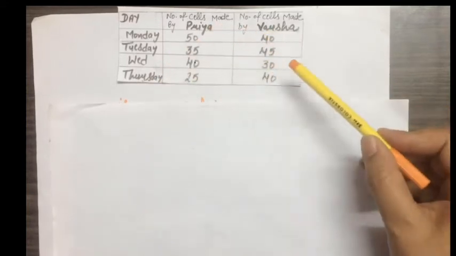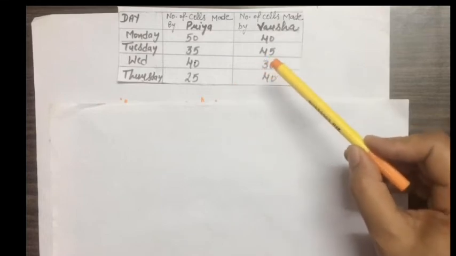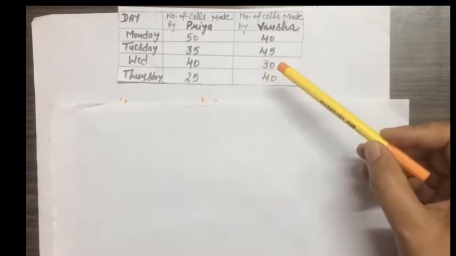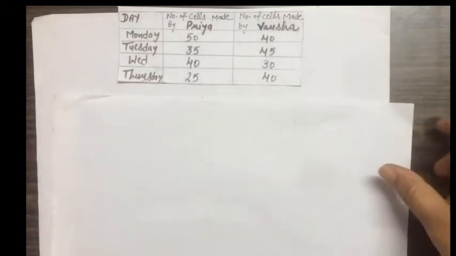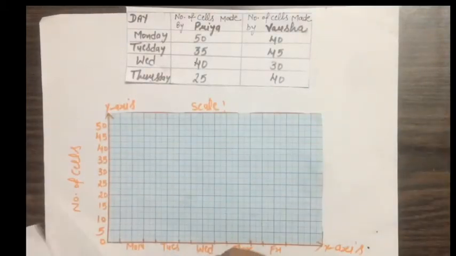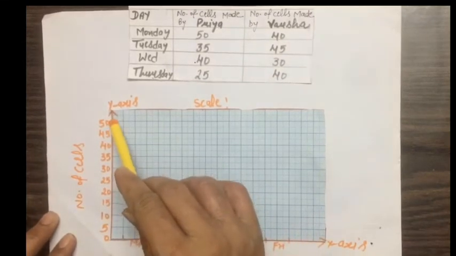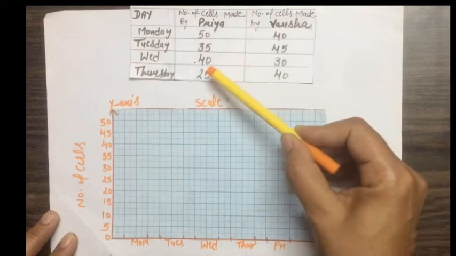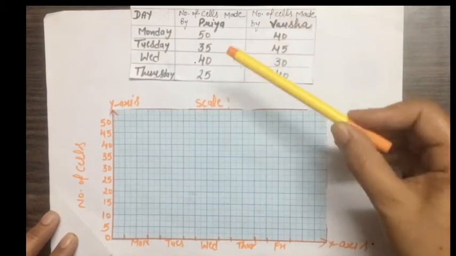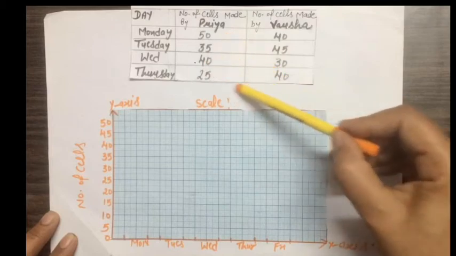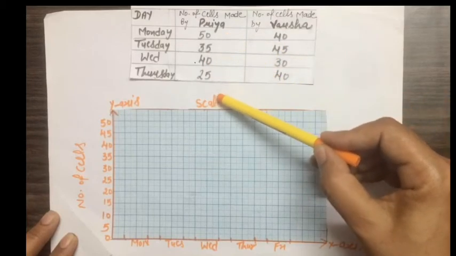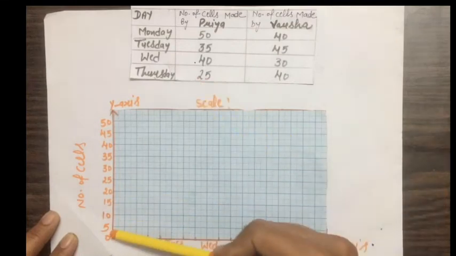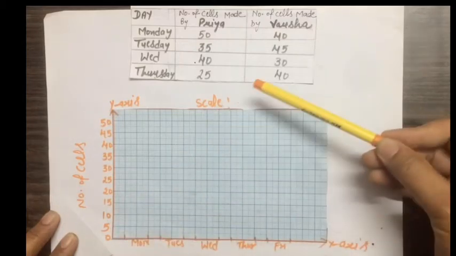Now we take another example in which number of days are given and the number of cells made by Priya and Varsha are given. And this data we have to represent by a bar graph. So how will we represent this? First we will draw x-axis and y-axis. At the meeting point of x-axis and y-axis we will put here 0. Now look at this data. The smallest value here is 25 and the highest value is 50. So according to this, choose your interval, and it is suitable to take the gap of 5. So we will take an interval of 5, so that data is neither too long nor too short.